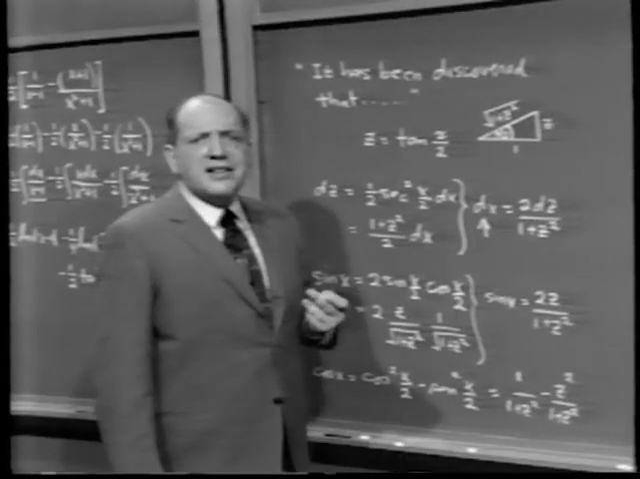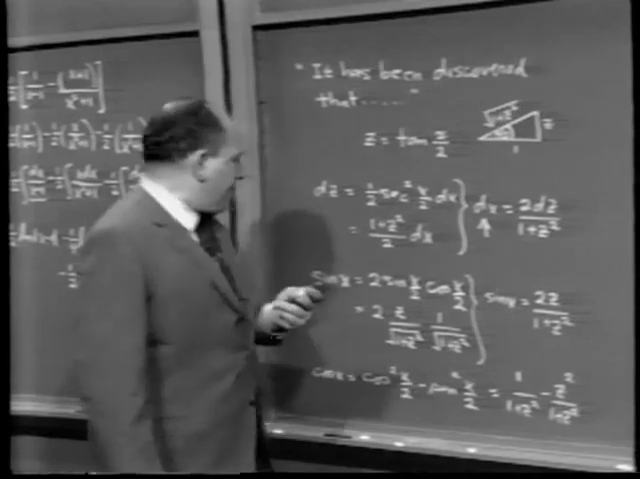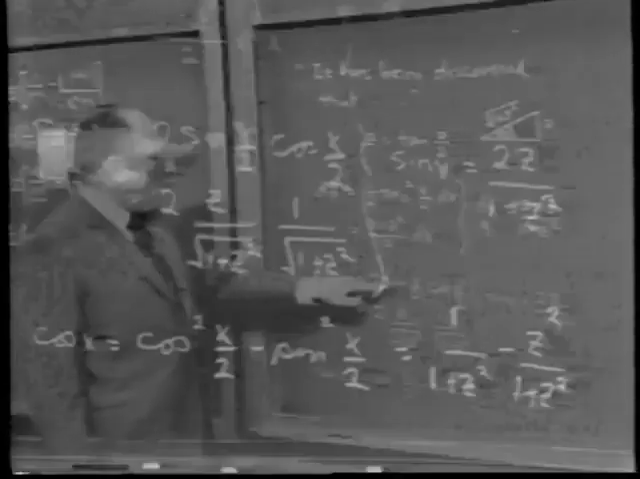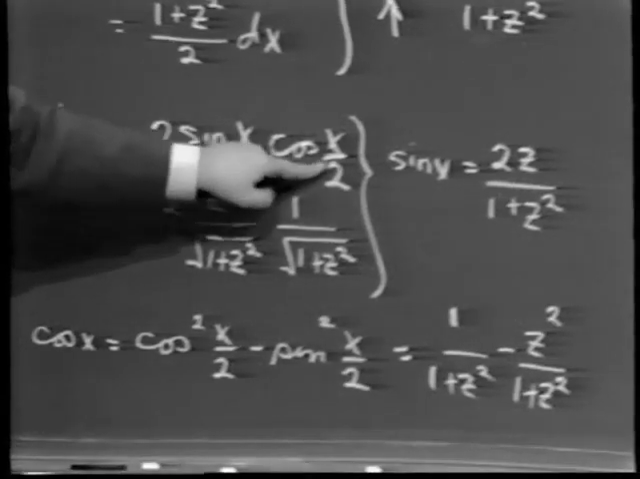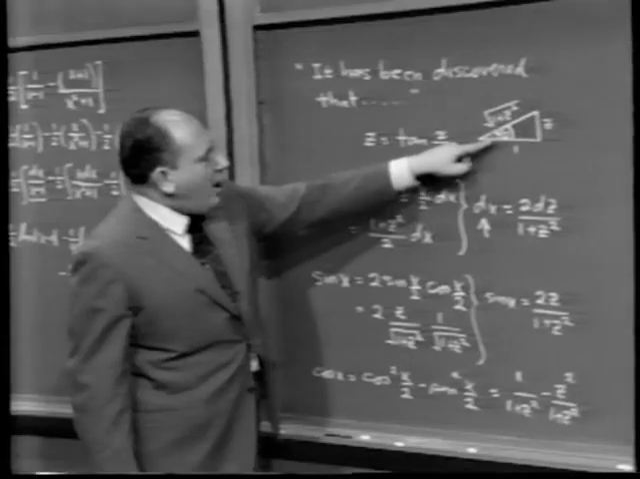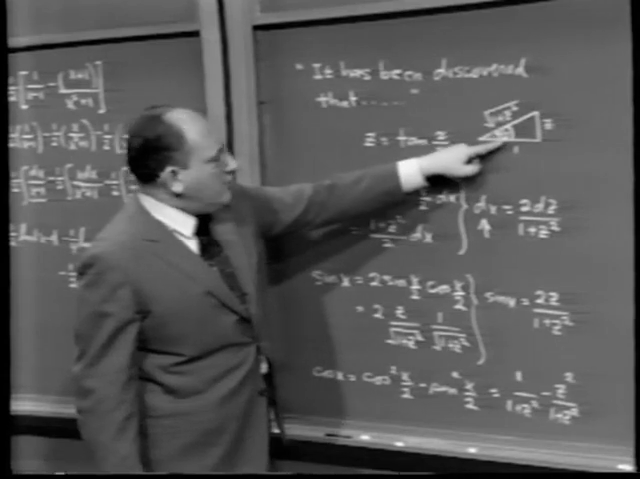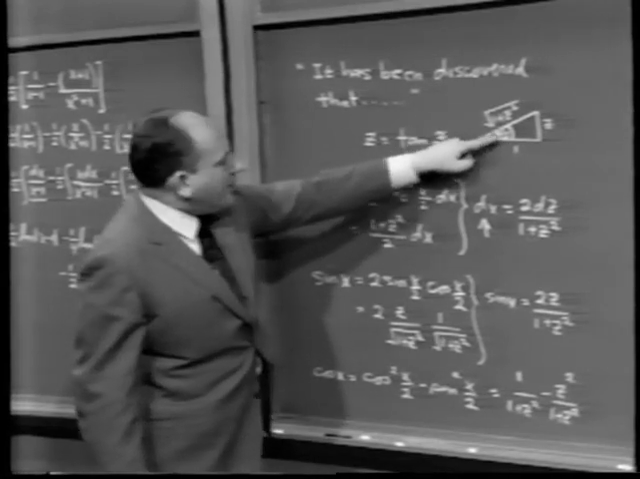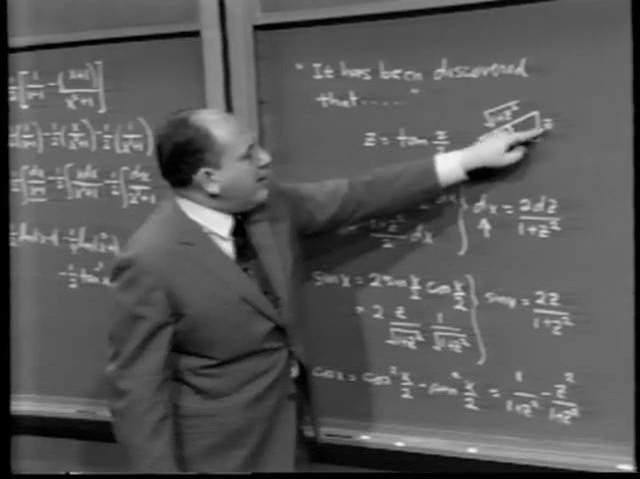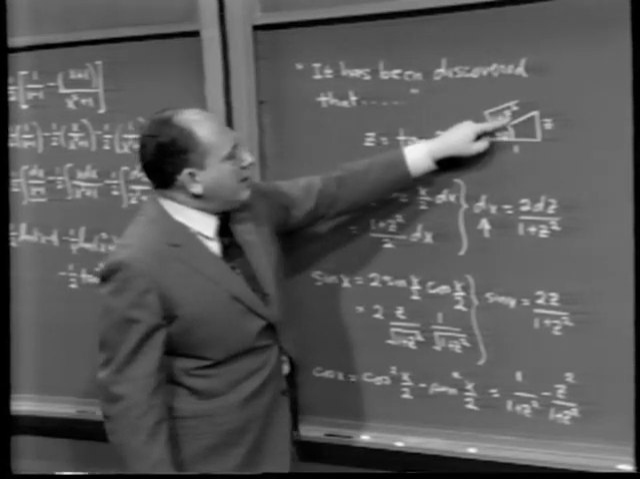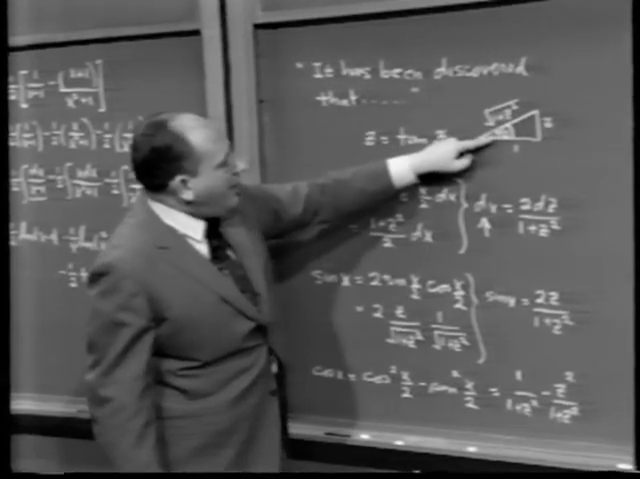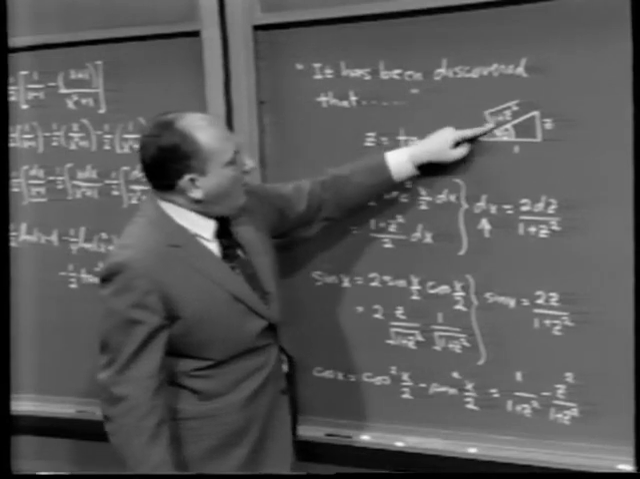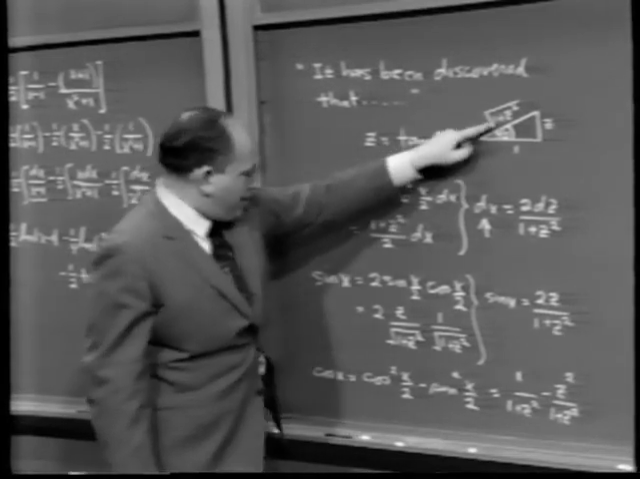And again, notice the dependency on identities. Sine x is twice sine x over 2 cosine x over 2. But from my reference triangle, I can pick off the trigonometric functions of x over 2 very easily. Namely, the sine of x over 2 is just z over the square root of 1 plus z squared. And the cosine of x over 2 is just 1 over the square root of 1 plus z squared.